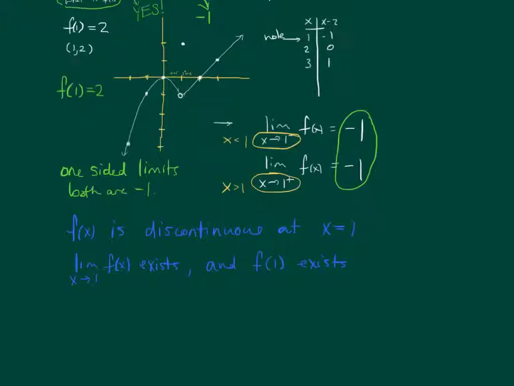We have 1 and 2, where 1 and 2 are 2 criteria of continuity, but criterion 3 fails. They are not equal. So there are 3 criteria for continuity at a point: the limit has to exist, the function value has to exist, and the 2 are equal. But in this case, they are not equal.